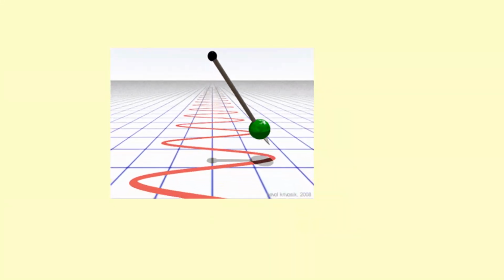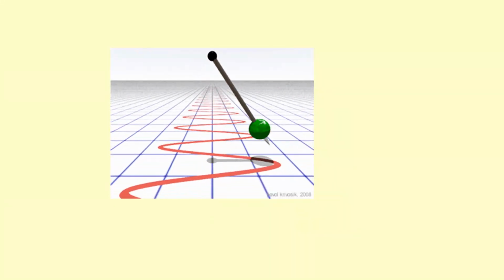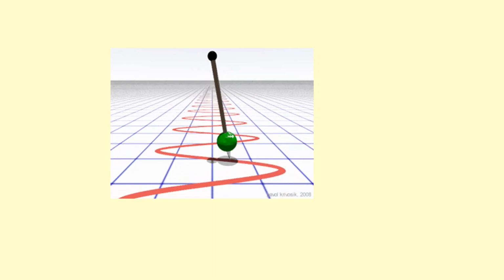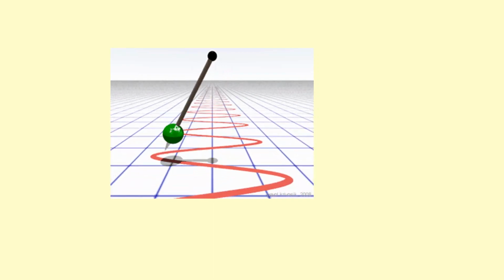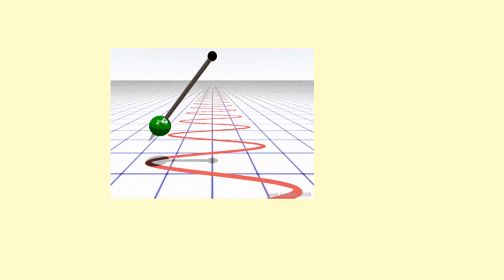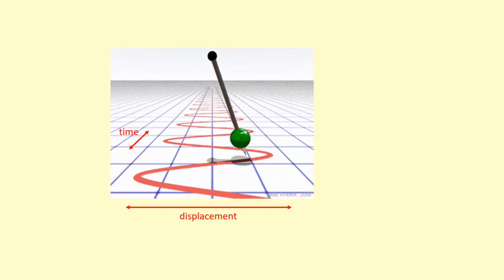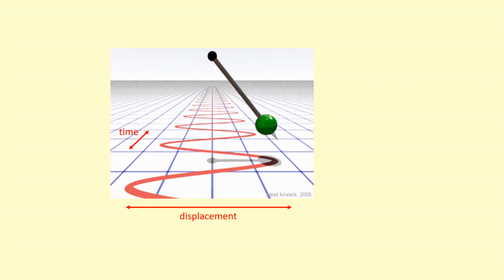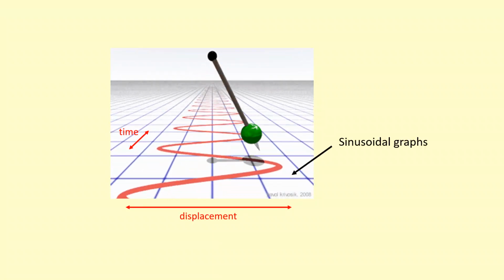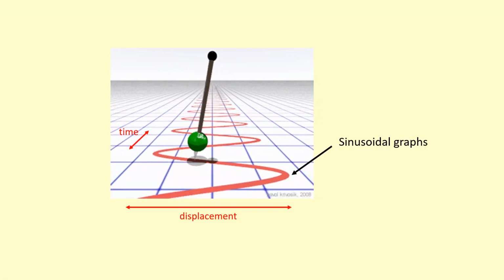This image helps us look at how the displacement of this simple pendulum, which is undergoing simple harmonic motion, varies with time. The ground is moving at constant speed, so this axis here is basically time, and this axis here is displacement. So you can see you're getting a sinusoidal graph here, either a sine, a cosine, and so on.